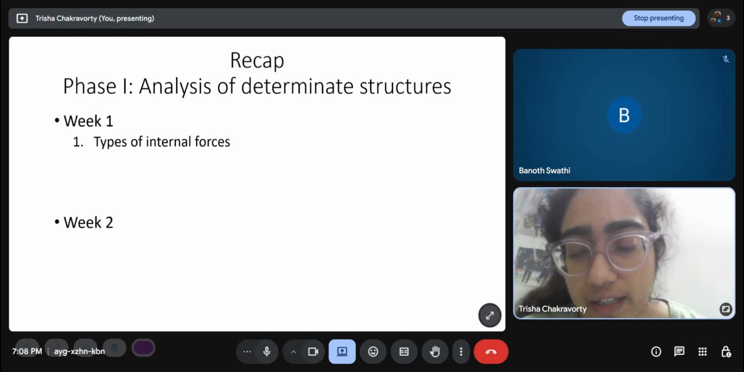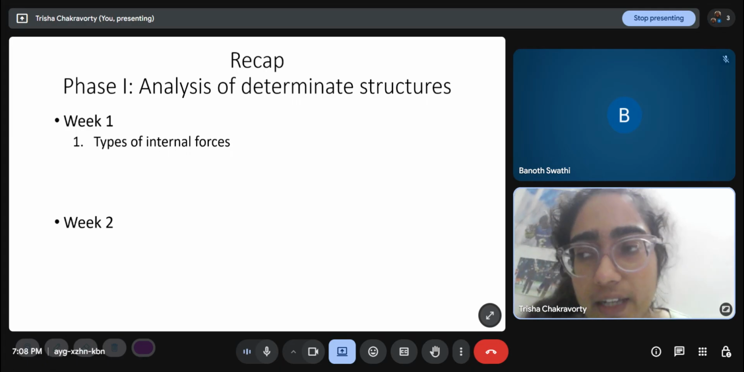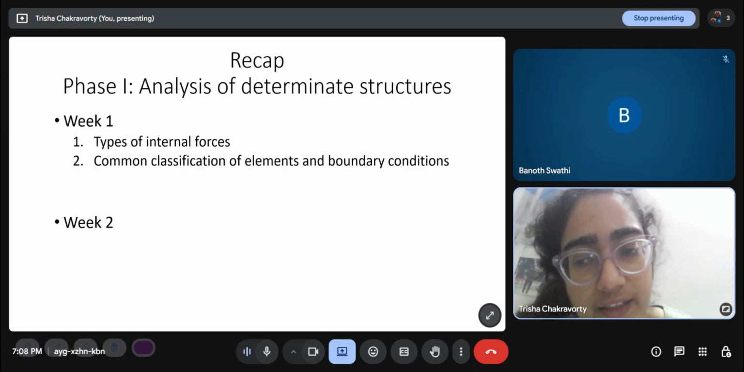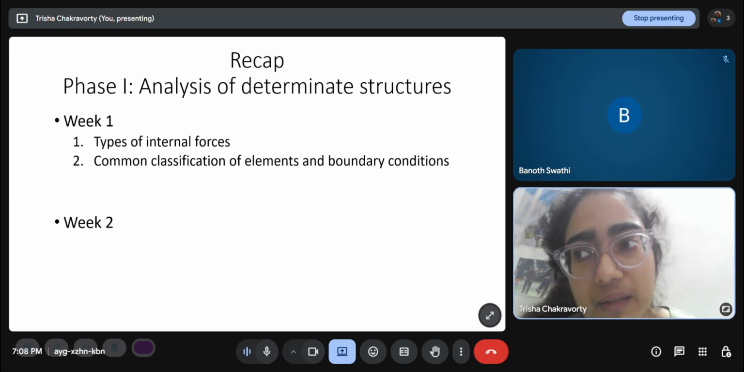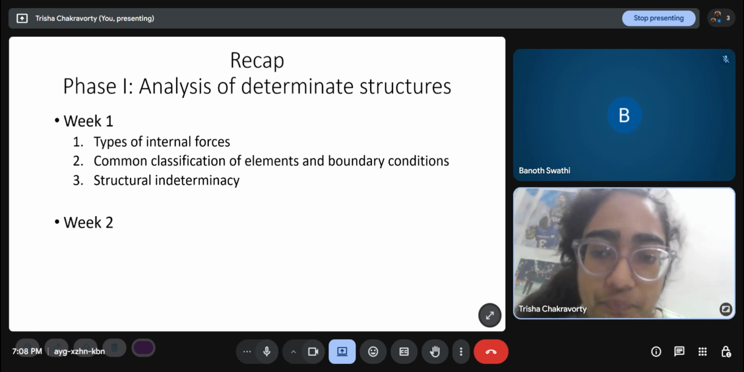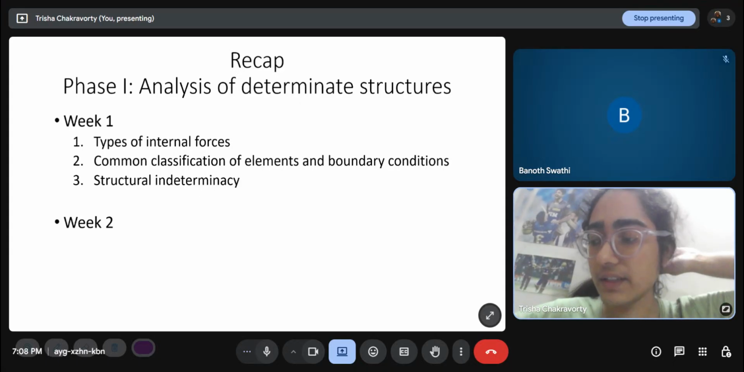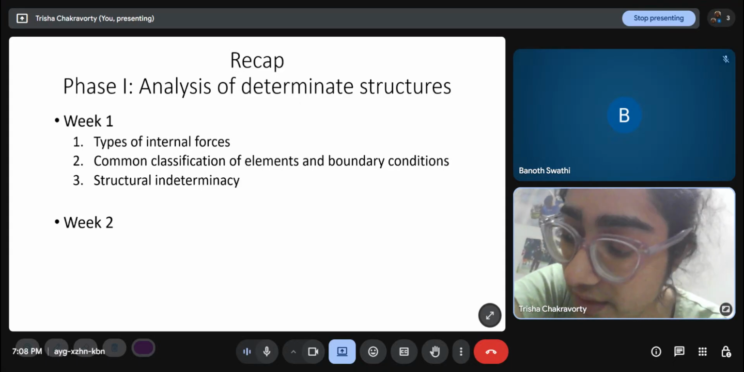In week 1 we looked at types of internal forces. There are 4 types: shear force, bending moment, axial force and torsional moment. Then the common classification of elements like beams, trusses and frame elements, and boundary conditions like hinged, roller support, fixed support and all. Structural indeterminacy, there we look briefly at what indeterminacy means. Indeterminacy basically means redundancy in a structure.